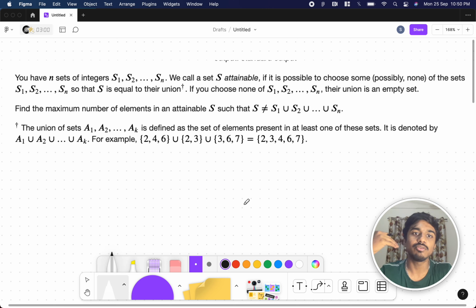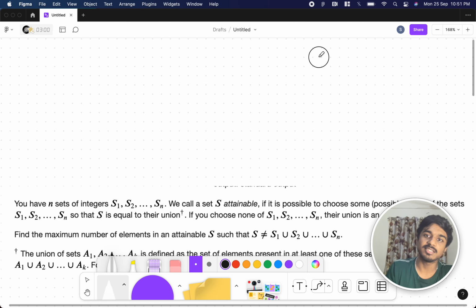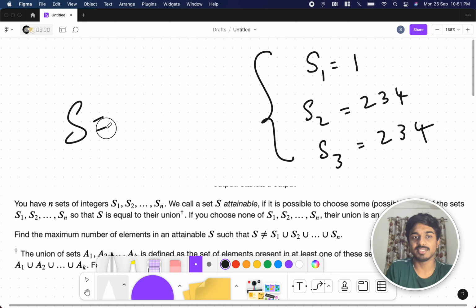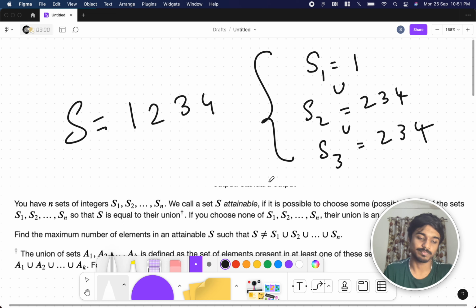Our goal is to find the maximum number of elements in an attainable s such that s is not equal to the union of all of these sets. Let's say s1 is {1}, s2 is {2, 3, 4}, and s3 is {2, 3, 4}. If we take the union of all of them, what is the value? 2 should not occur two times, 3 should not occur two times, it is just 1 2 3 4.